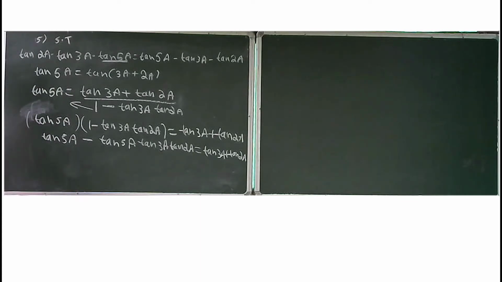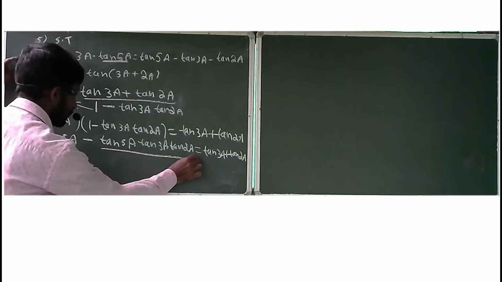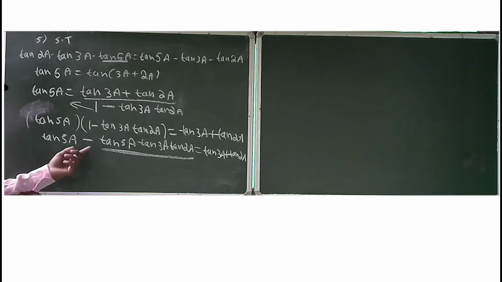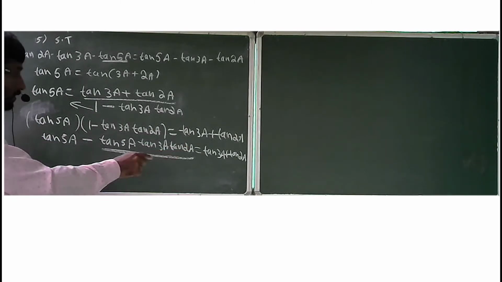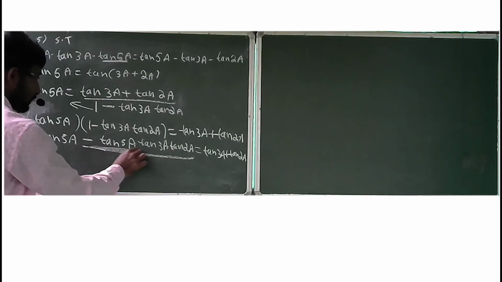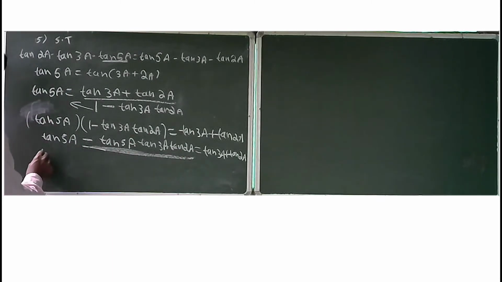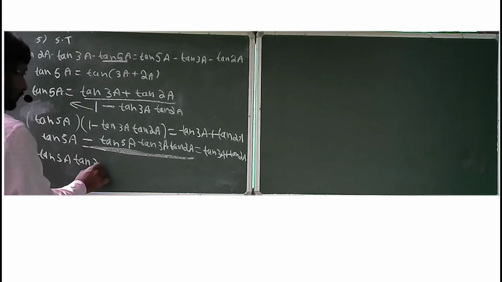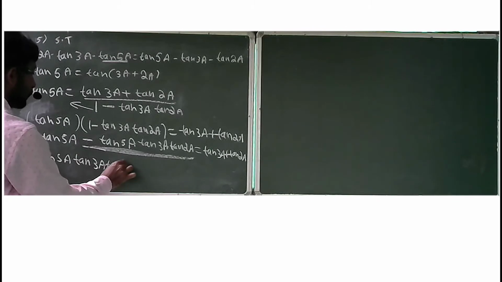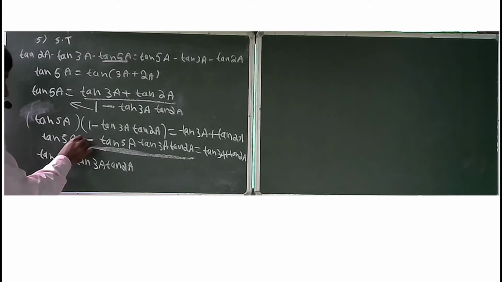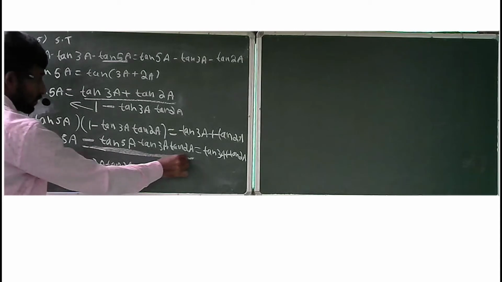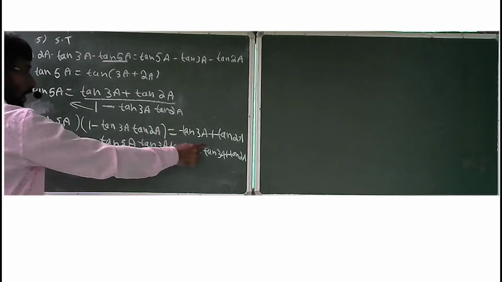Now see, what's the question asked? Tan 2a into tan 3a into tan 5a. It's plus, right? But here the product has a minus. How to get it as plus? You need to shift this to the RHS, right? So shifting the whole product to the RHS, you will get tan 5a into tan 3a into tan 2a. The whole term becomes plus. Outside, the minus is there. Minus of the product, you are shifting that to the RHS.